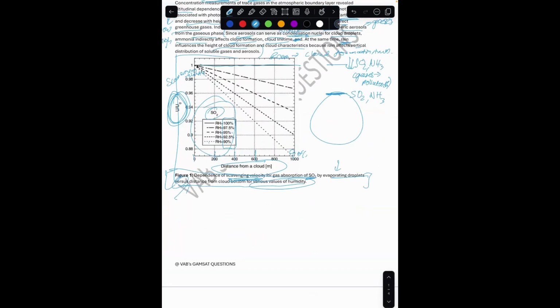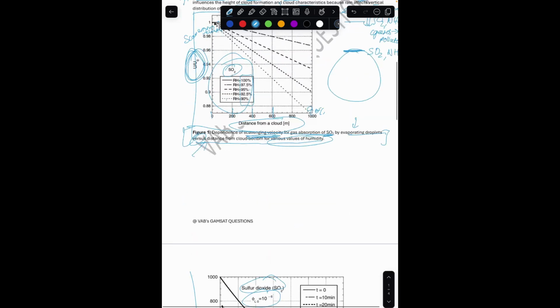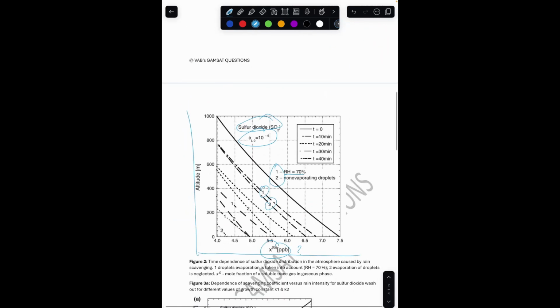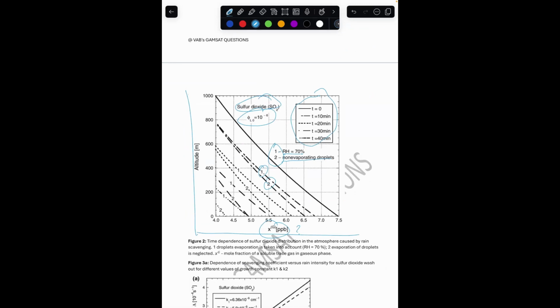So we can just apply the same approach when we're going through the next graph. Again, look at your X, look at your Y. So your total altitude in meters up to 1,000. Xg, we have no clue, so we're going to have to read the axes. Again, you've got SO2 here. Don't know what that is, but I'm not going to worry too much. We've got something about 1 and 2. So 1 is RH equals 70%, and RH was the humidity, so I'm assuming that's humidity. So 1 represents a humidity of 70%, and 2 represents non-evaporating droplets. And these different lines, T equals 0, 10, 20, 30, 40. I don't know what it means. So I'm going to have to read the figure legend. So let's have a read.